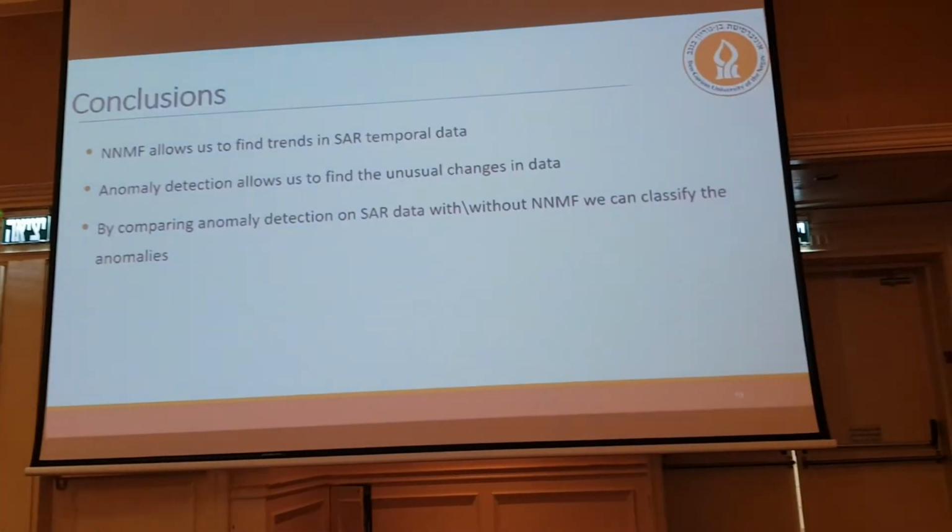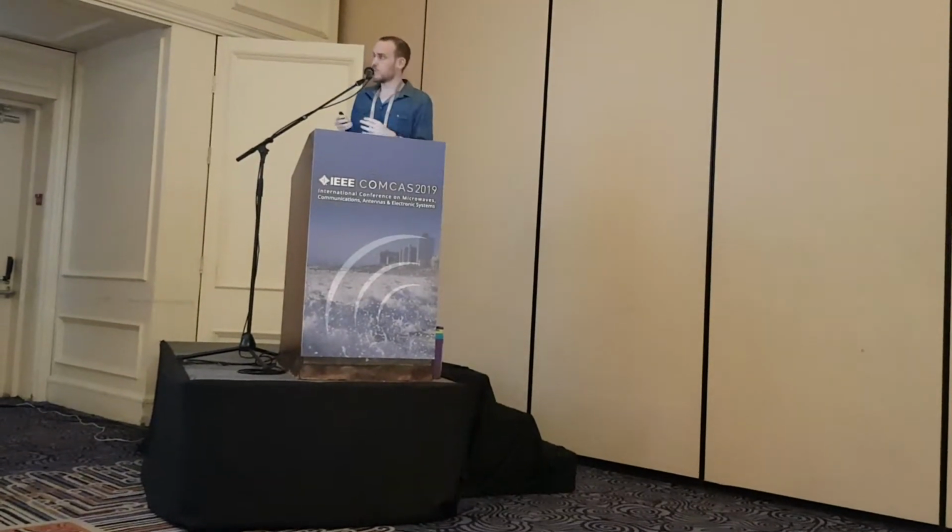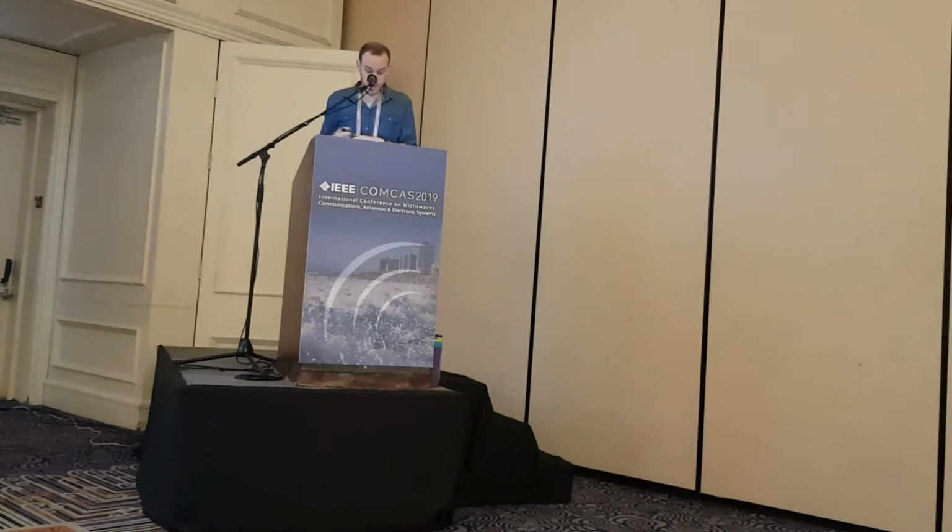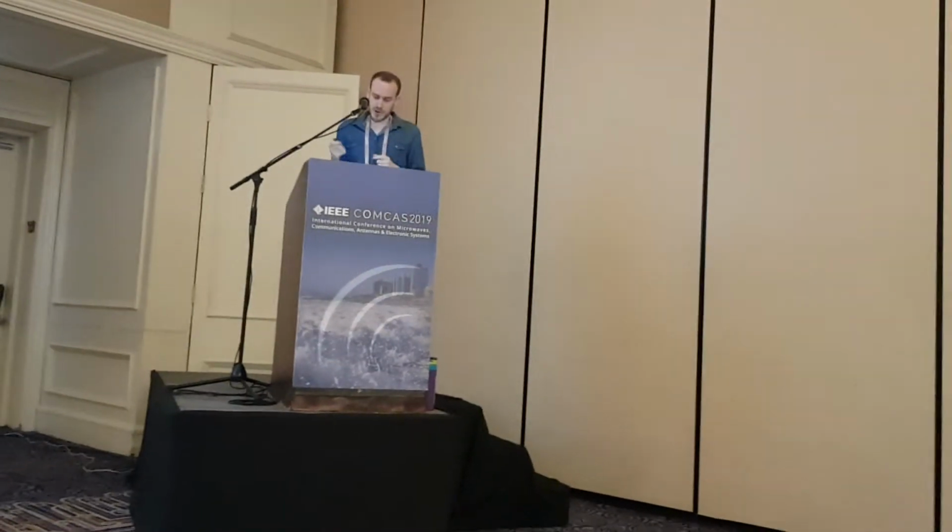So for conclusion, we have seen that the NNMF allows us to find trends from SAR temporal data. Those trends are time signatures that represent the changes in the data. Also, anomaly detection on SAR temporal data allows us to find unusual changes in the data, or otherwise we call it anomalous change detection. Also, we saw that by comparing the results of the RX detector with and without the NNMF, we succeeded to classify the anomalies. We've seen that we got two different groups which describe two different types of anomalies.